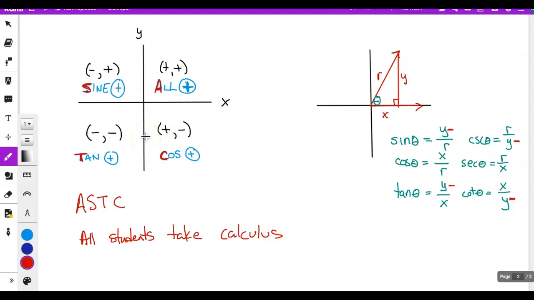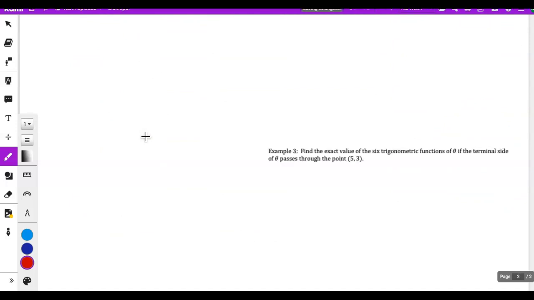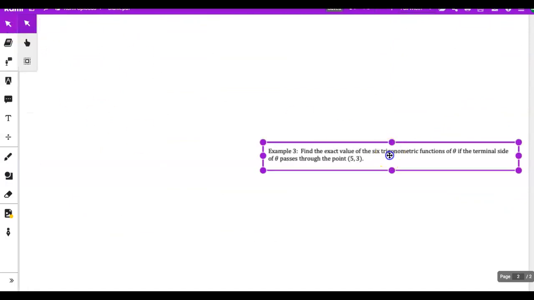So if I said, hey, I have an angle in quadrant 3, what trig functions are positive? Well, it would be tangent and its reciprocal cotangent. So like I was saying, if you're going to do one of these problems, you don't have to draw the angle every single time. You don't have to plot the point.